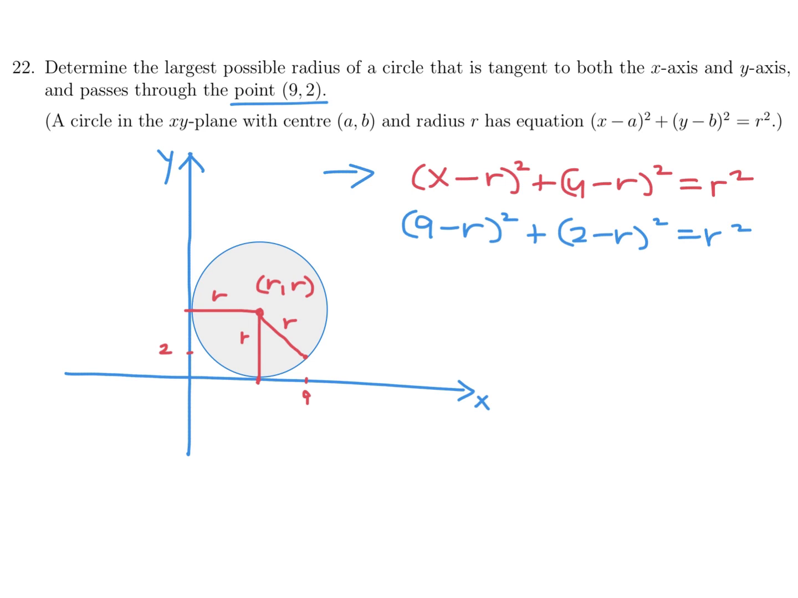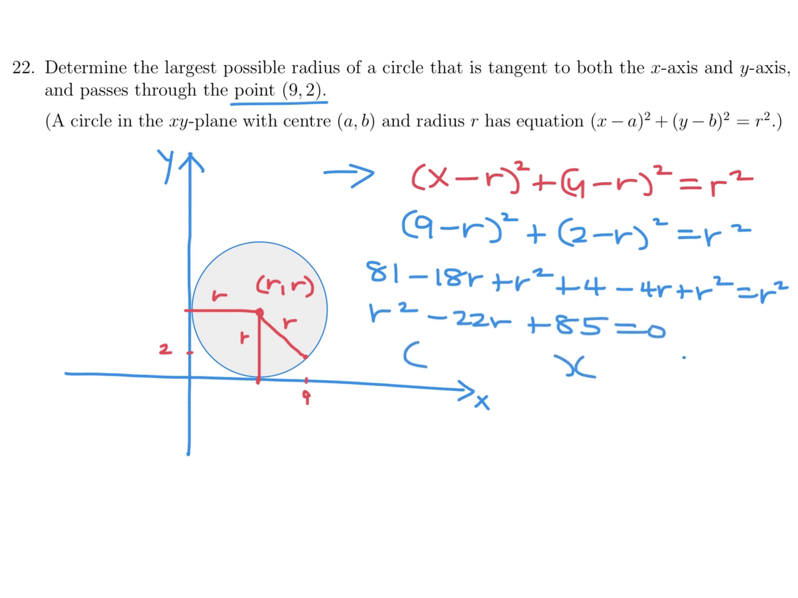And then, of course, I got to expand this out. So 81 minus 18r plus r squared, plus 4 minus 4r plus r squared, is r squared. Let's put everything on one side. And when I do, I get r squared minus 22r plus 85 is 0. I think this might factor. Let's try r minus 17, r minus 5. There we go. So r is either 5 or 17. Oh, they want the largest possible. Okay, so the largest is 17. So there you go.